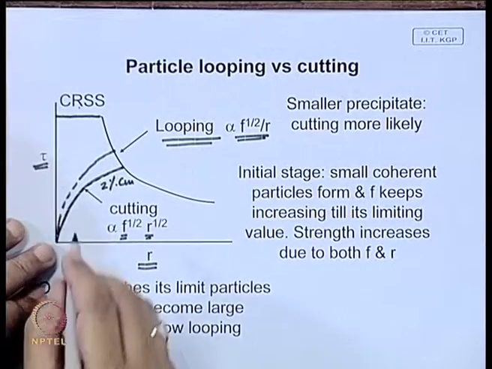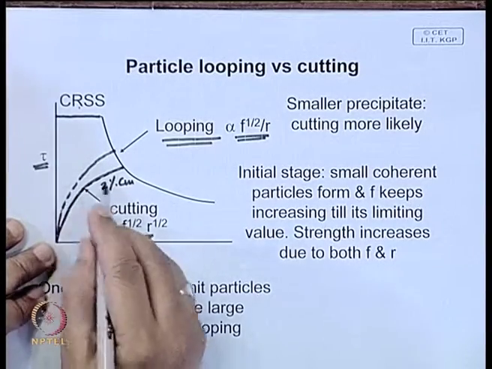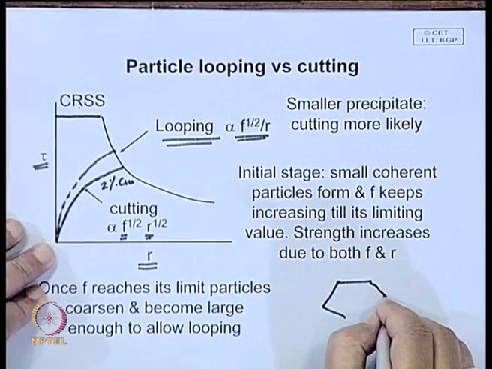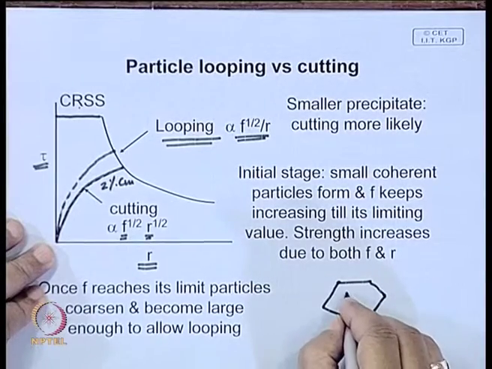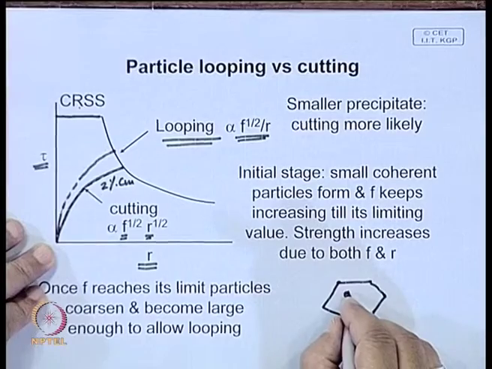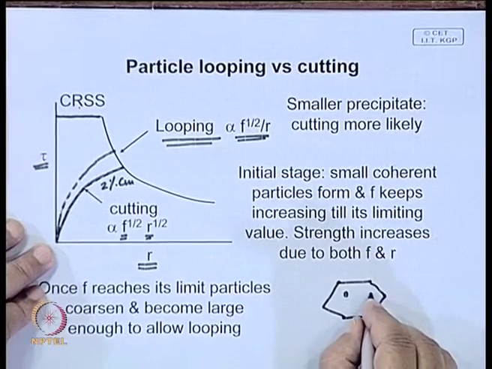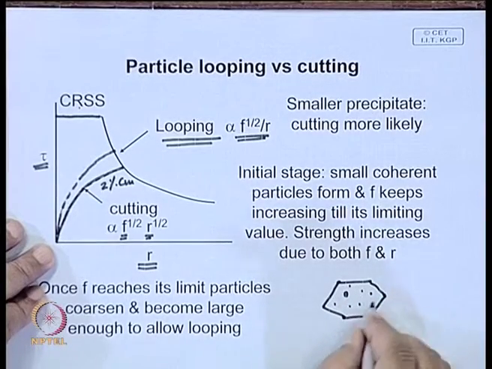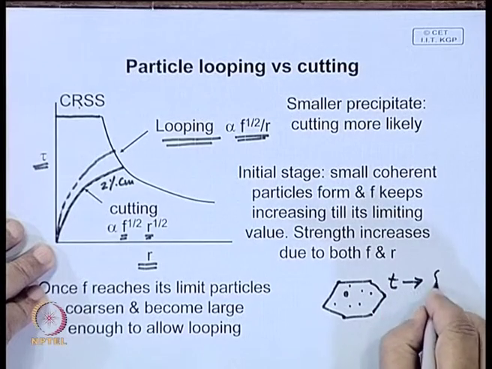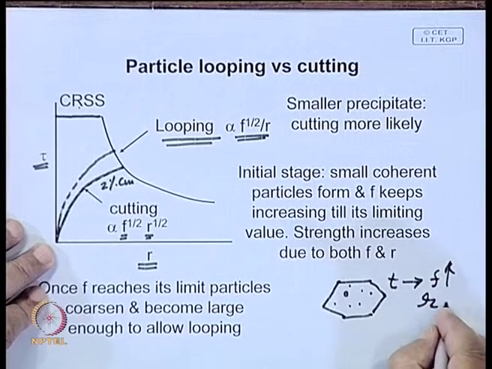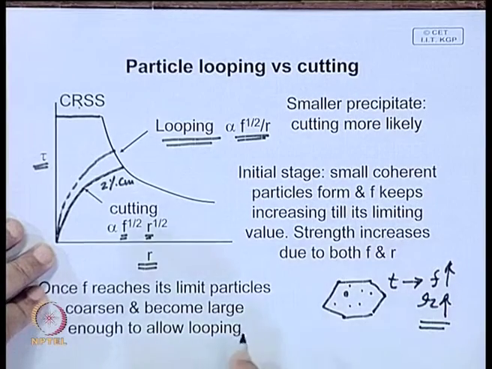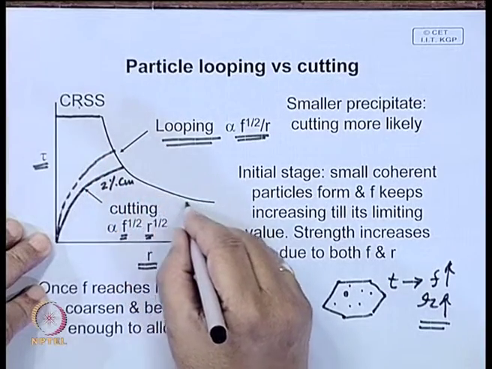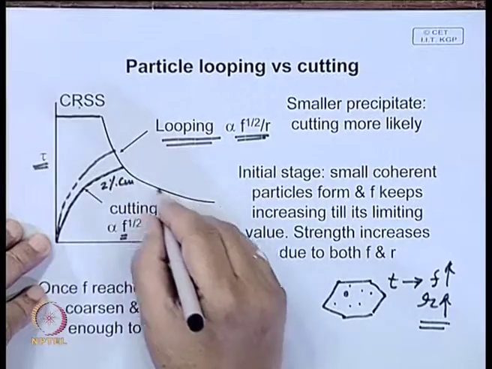So what it shows is the actual process of precipitation. Suppose this is a grain: two things are happening. You have a precipitate forming and this precipitate also grows. You have another precipitate forming and this also keeps growing. So with time two things increase, f as well as the precipitate size, and this defines the limit, that is, the maximum strength that you can have in the alloy system.